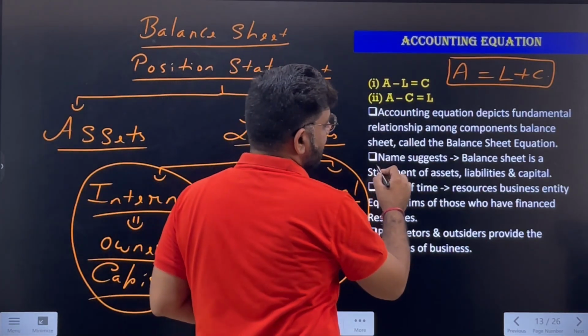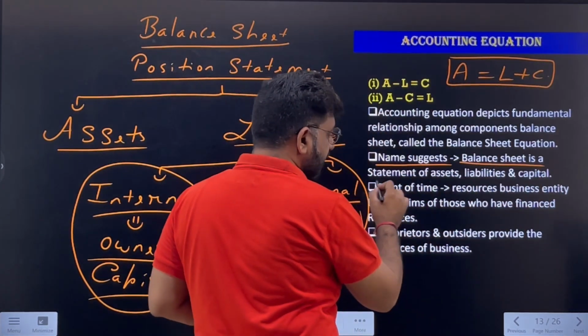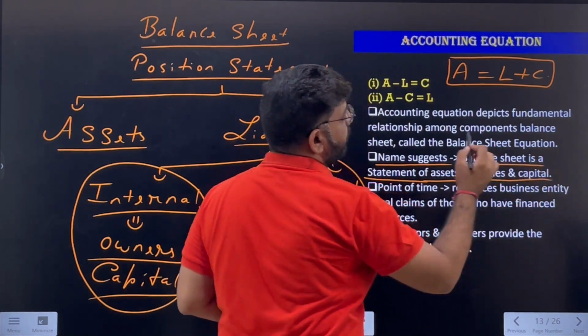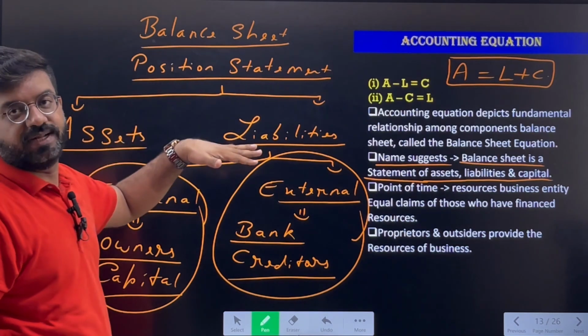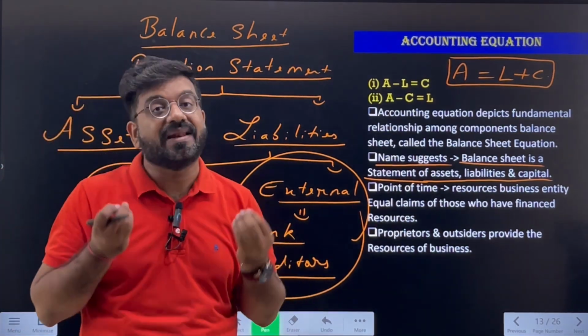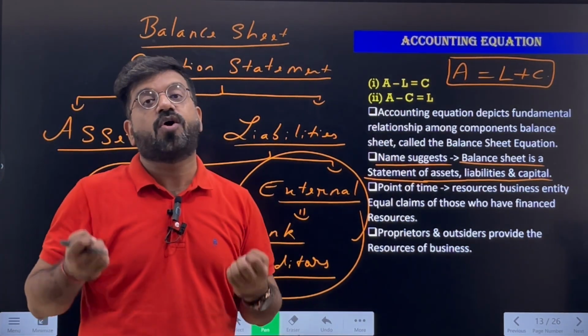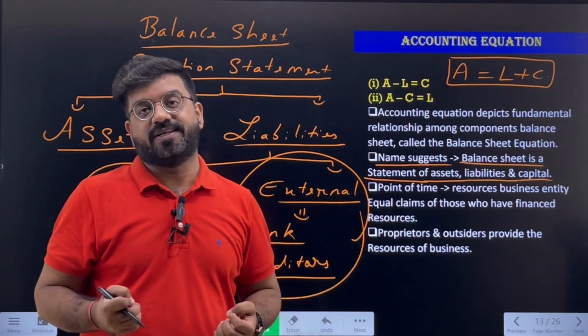I hope this much is very much clear, that all the assets are always equal to liabilities. That is, all the assets are always equal to internal and external liabilities. That is, all assets are equal to the liability and the capital. Okay. So next, as the name suggests, balance sheet is a statement of assets and liabilities and capital. Obviously, as we just saw, in the position statement, the balance sheet, it is the balances of all the statements of assets and all the liabilities.